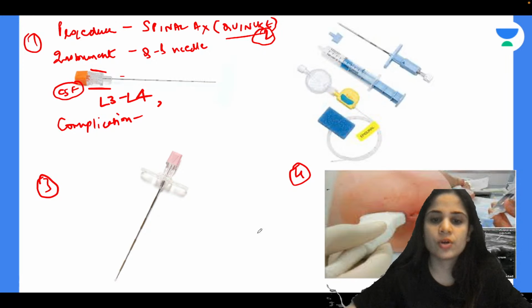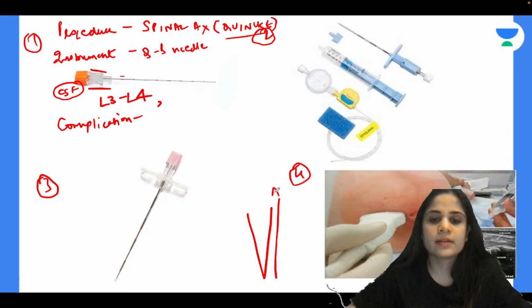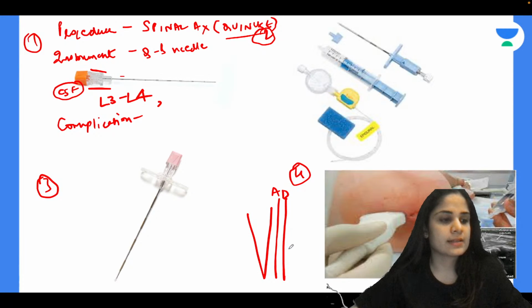So you have your, I'm just drawing your spinal cord over here. You have your spinal cord, then you have your arachnoid mater, then you have your dura mater. So which space do you need to go to give spinal anesthesia? Anyone? Very good, Hemal. So we have to go into our subarachnoid space.